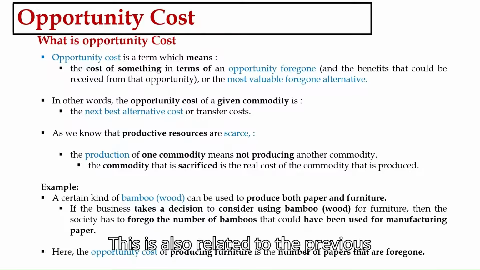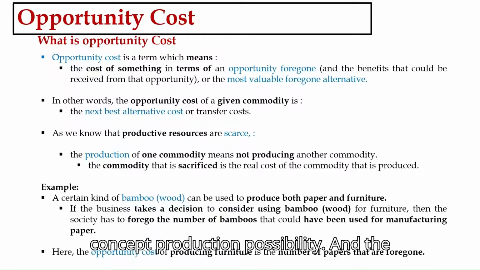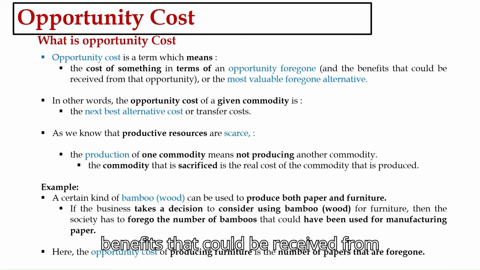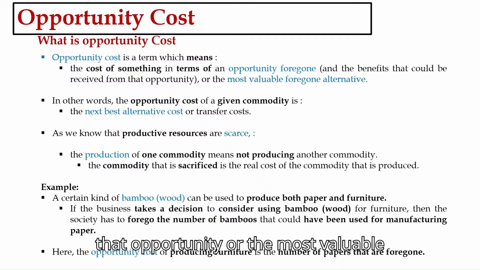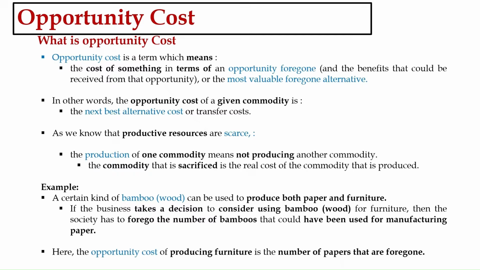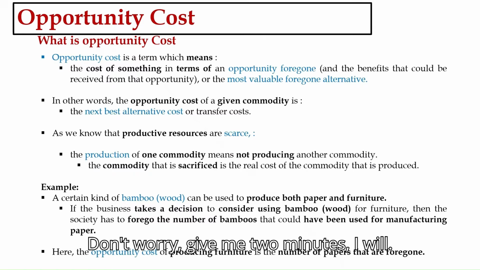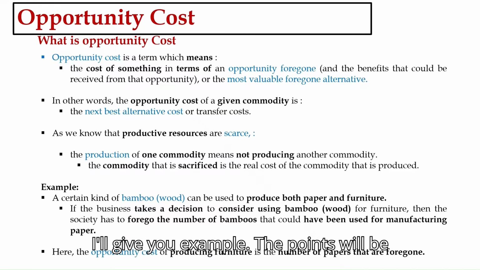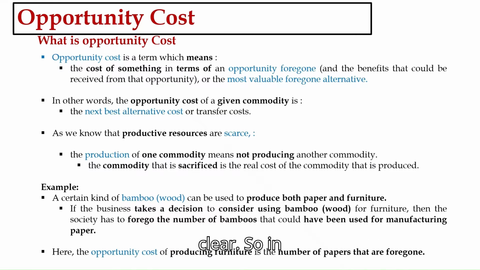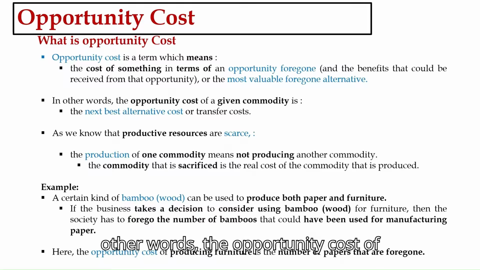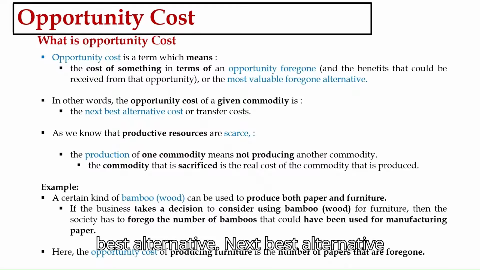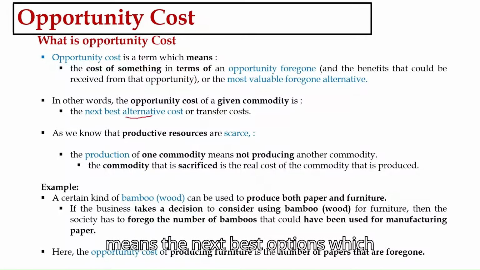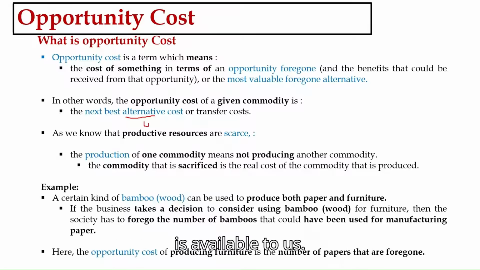This is also related to the previous concept, production possibility, and the benefits that could be received from that opportunity, or the most valuable foregone alternatives. Don't worry, give me 2 minutes. I'll give you an example. The points will be clear. In other words, the opportunity cost of a given commodity is the next best alternative. Next best alternative means the next best option which is available to us.